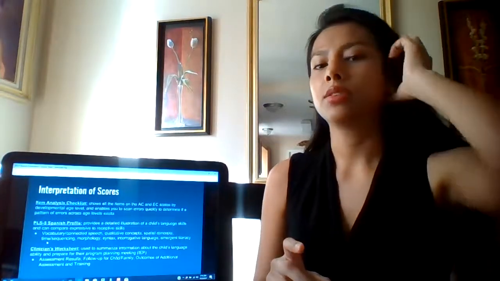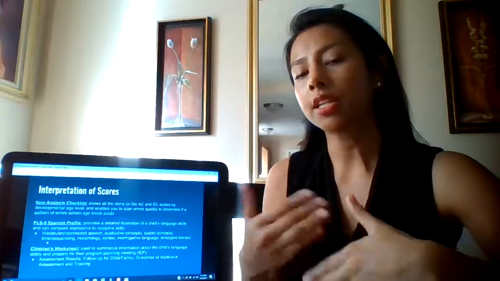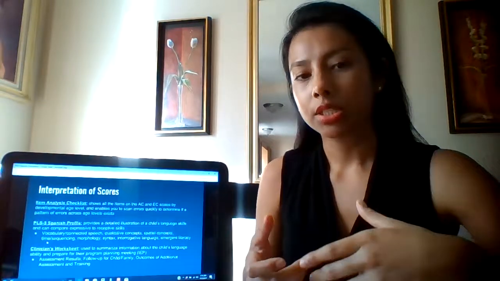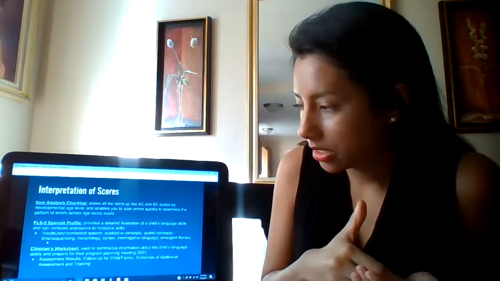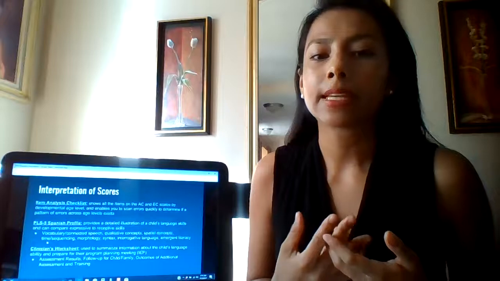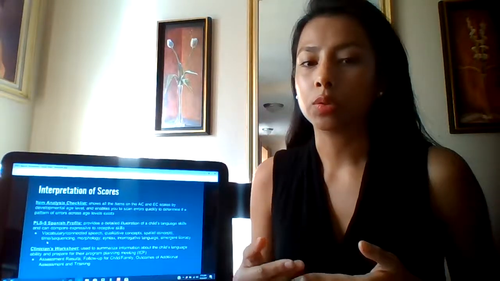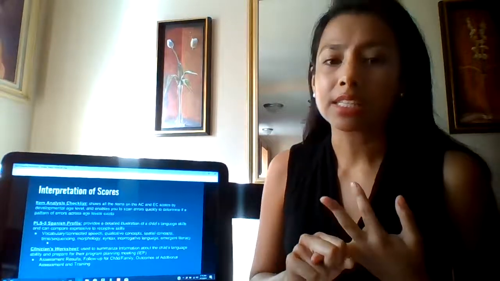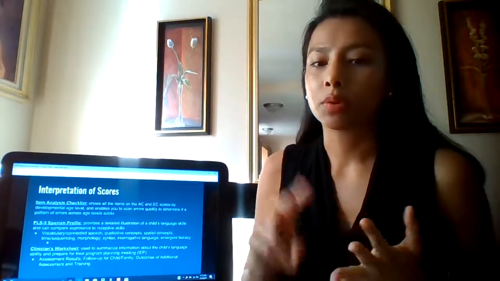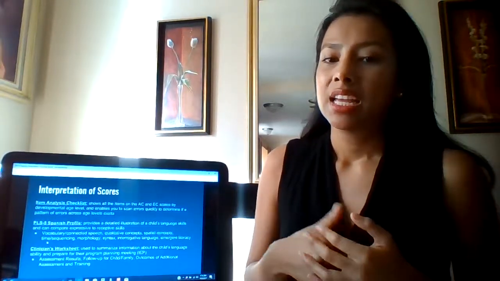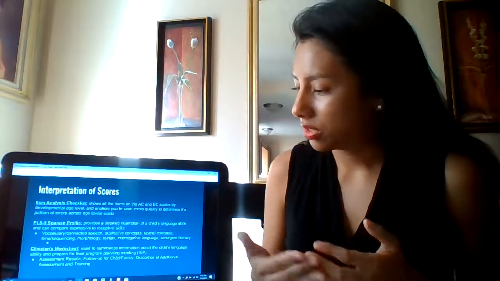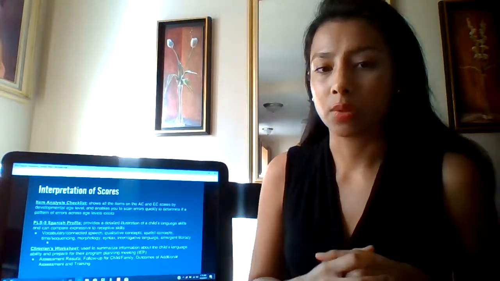Then it also has a Spanish profile, and this provides you with an illustration of the child's language skills, and it can compare the expressive to the receptive skills. And so some of these skills include things like vocabulary, concepts, so both qualitative and spatial concepts, time sequencing, syntax if the child is older, and emergent literacy as well.